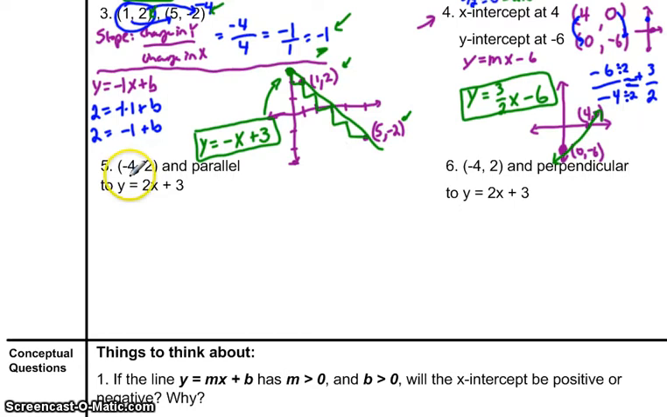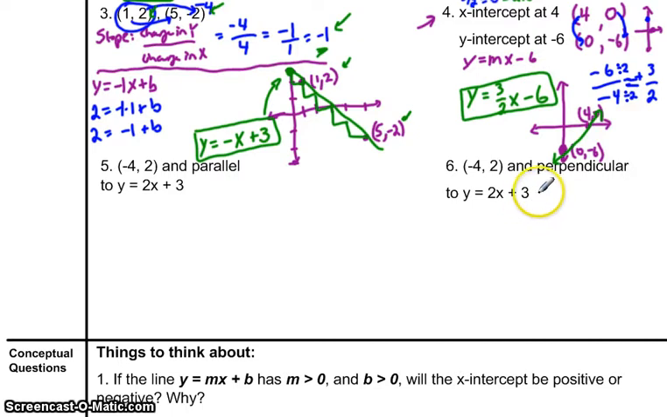In 5, they give me a point, negative 4, 2, and telling my line has to be parallel to y equals 2x plus 3. In 6, they give me the same point and telling me my line has to be perpendicular to y equals 2x plus 3. Wait a second. Have they given me a slope? Doesn't look like it. Have they given me a y-intercept? Doesn't look like it. And I don't have 2 points.